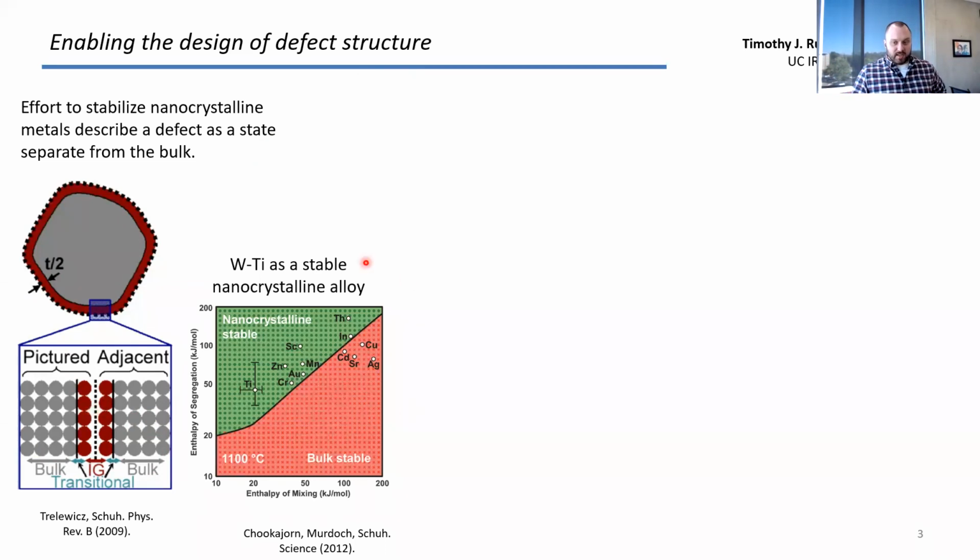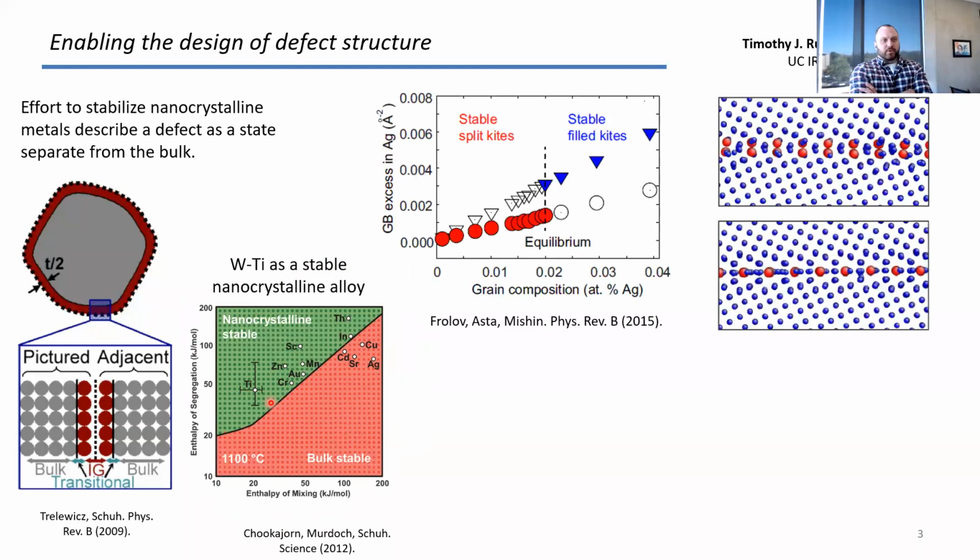An example can be seen in this work from Chris Schuh's group, where they were after the idea of making a stable tungsten-rich alloy. They could look at all the possible dopant or alloying additions they could use, predict that titanium would work very well, and then they went through the process of making this and testing it and showed that it was stable. In addition to just reducing the energy of the defects and maybe stabilizing a grain size, you could even think about tuning and controlling the structure of defects.